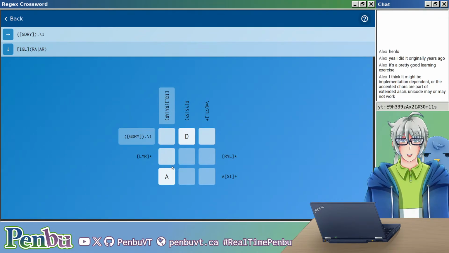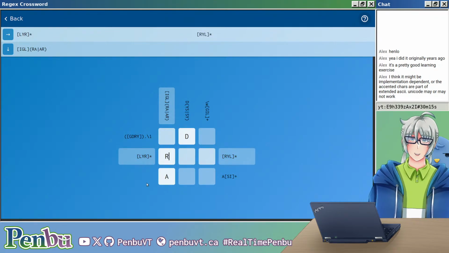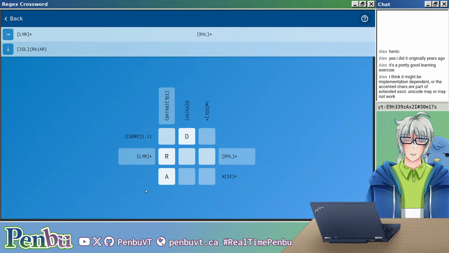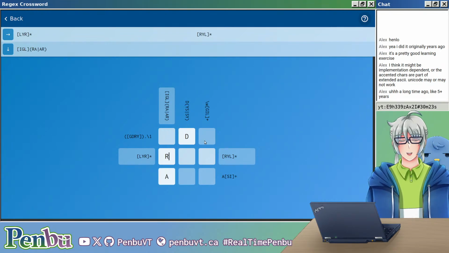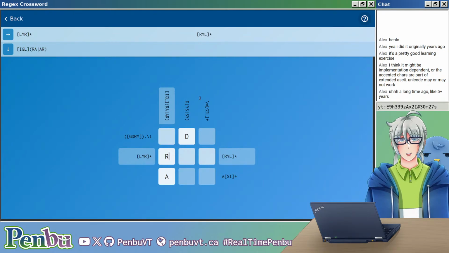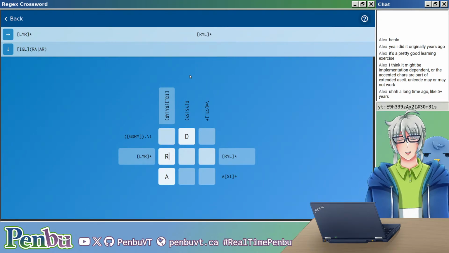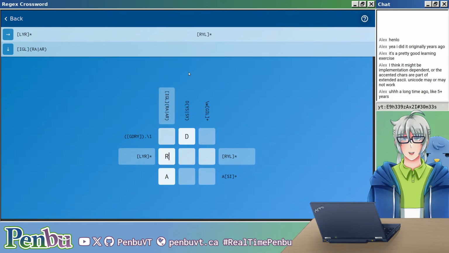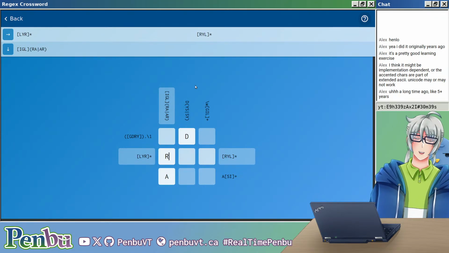IGL, and then RA or AR. So this is forced to be an R. It might be implementation dependent, or accented characters are part of extended ASCII. Unicode may or may not work. So this actually uses JavaScript regular expressions, and from my knowledge, the \W is only a very specific set of characters, which includes, I think, lowercase letters, uppercase letters, and underscores. I can't remember if the digits are in there.